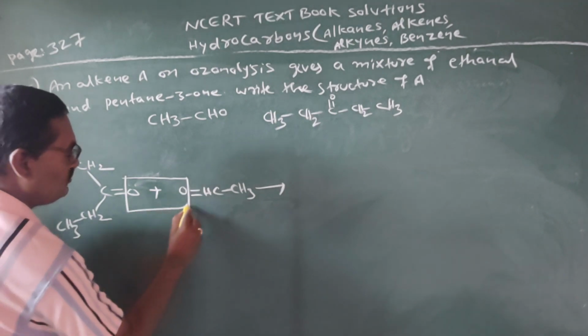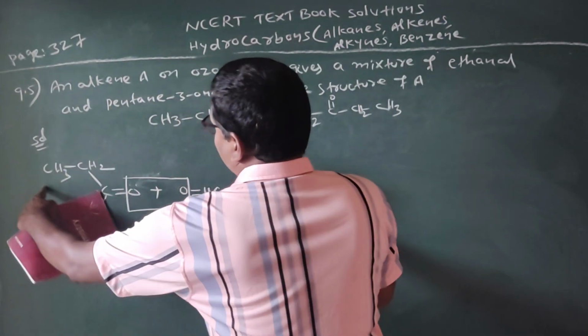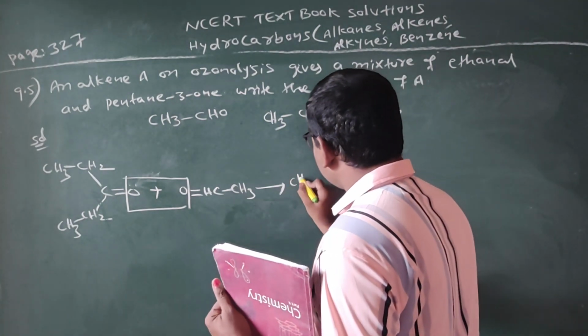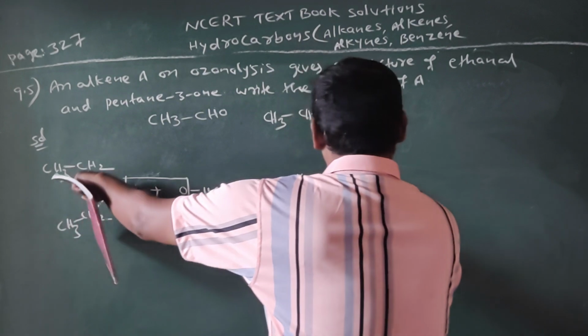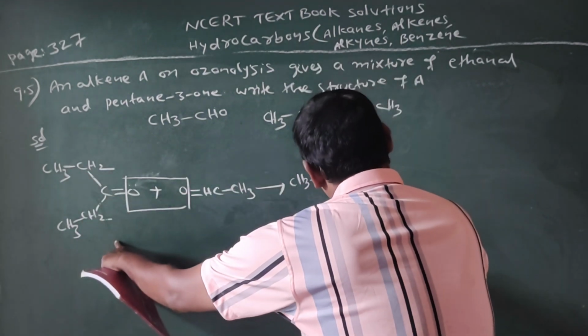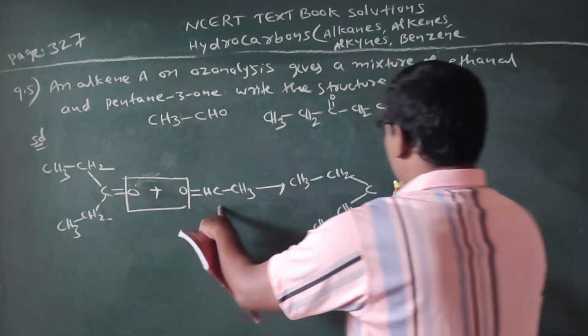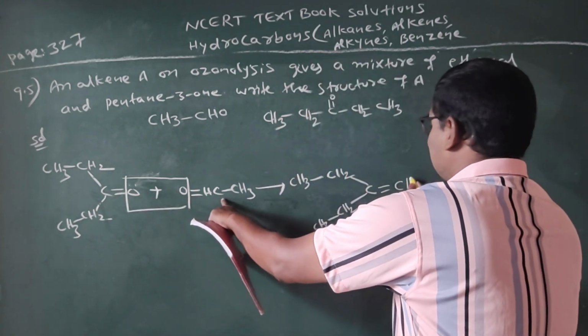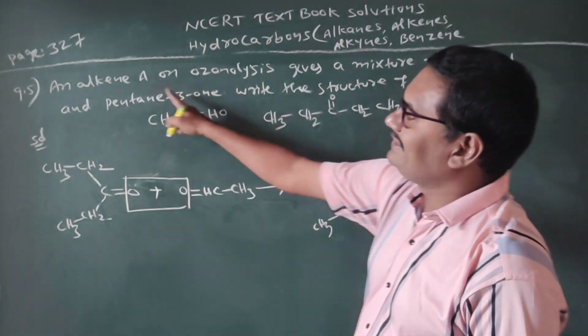Then the structure is CH3CH2, C, CH2CH3, double bond, CH, single bond, CH3. So it is the alkene A.